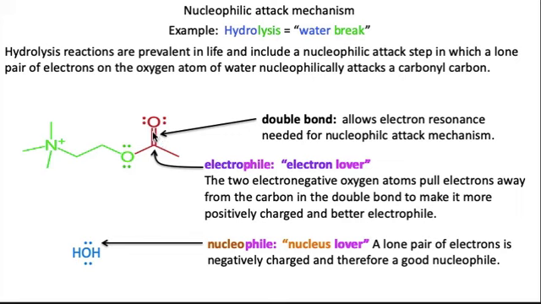So the carbon is partially positively charged because the nucleus is positive in the first place, but furthermore, this carbon is linked to two very electronegative oxygen atoms, both of which will inductively pull electrons away from the central carbon, making it more positively charged and a better electrophile.